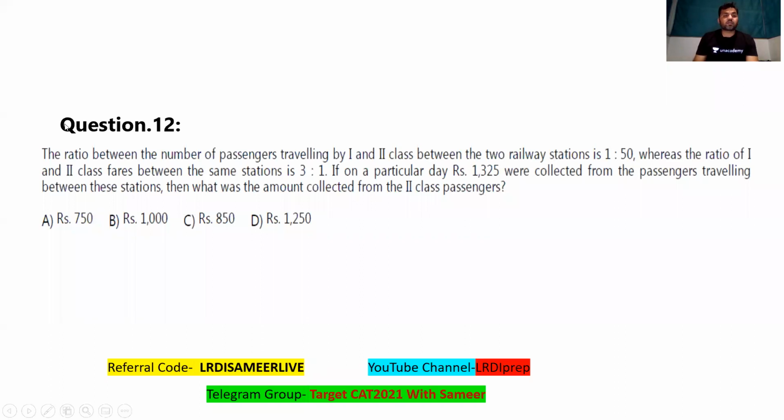So guys, here's question number 12. It says the ratio between the number of passengers traveling by first and second class between the two railway stations is 1:50. So the number of passengers between class 1 and class 2 is in the ratio 1:50. The ratio of first and second class fare, that is the money, that means the ticket charge, or you can say the price of the ticket, is in the ratio of 3:1.